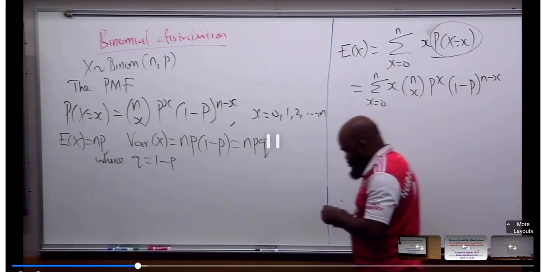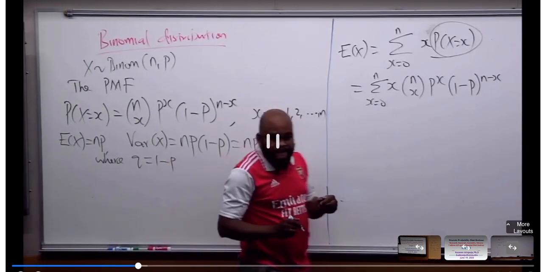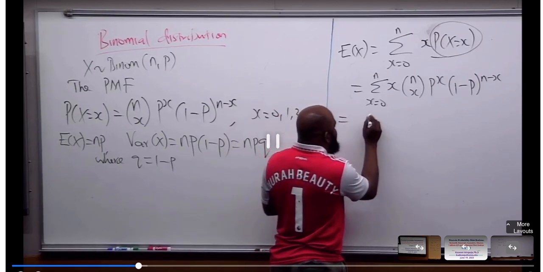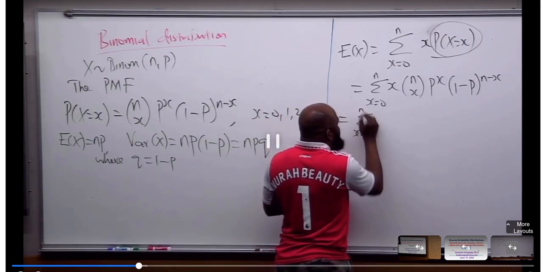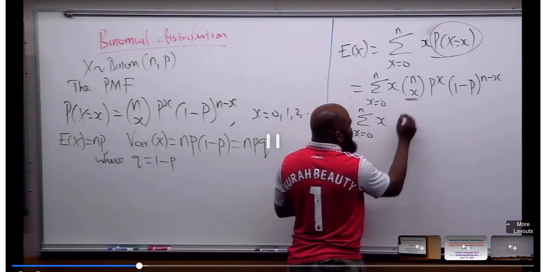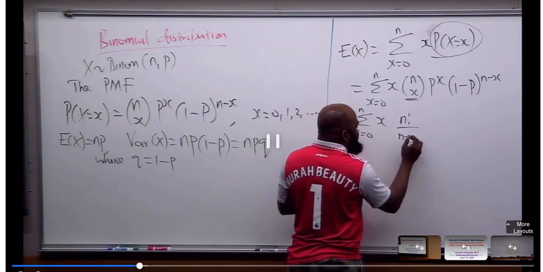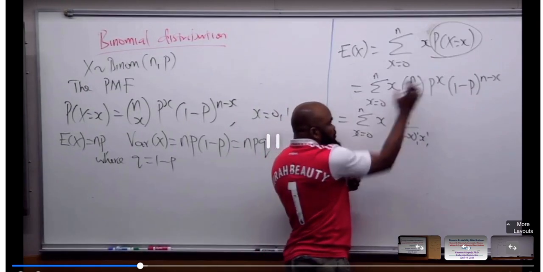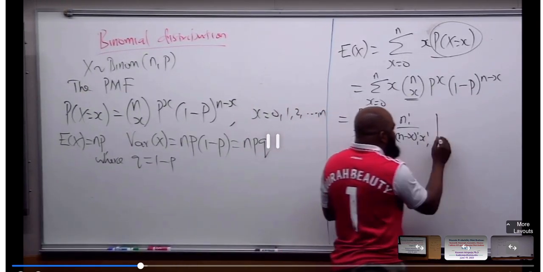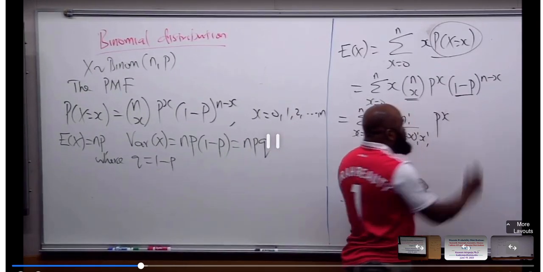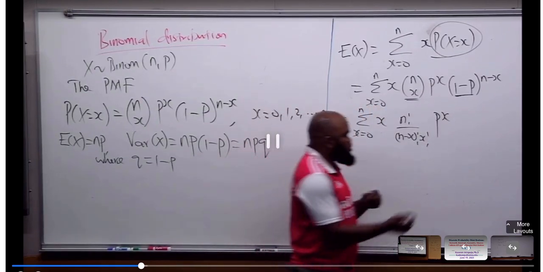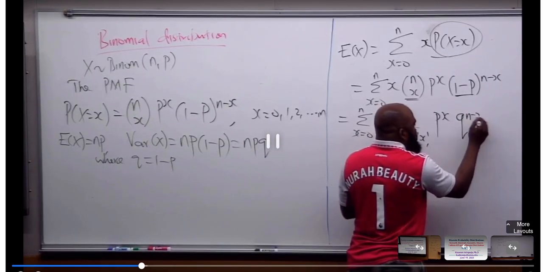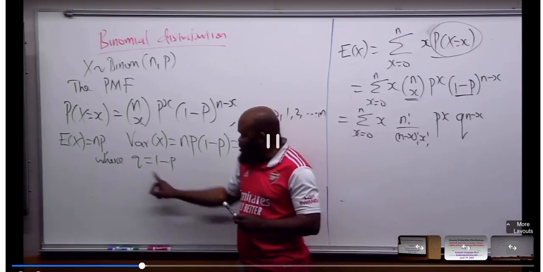So take a look at that. Now, right here, s starts from 0 to n, x. If you take a look at this, it is n factorial over n minus x factorial times x factorial. That is the definition of this. So p raised to power x. Now, 1 minus p, I can simply write as q. I told you we're setting q as 1 minus p.